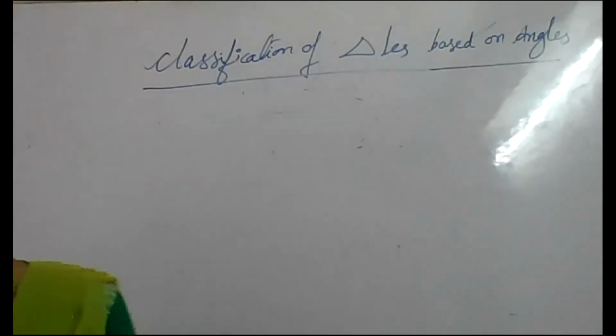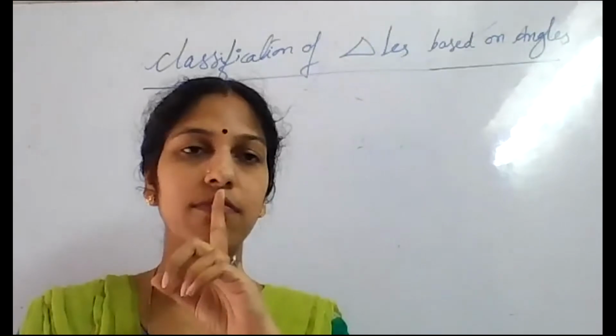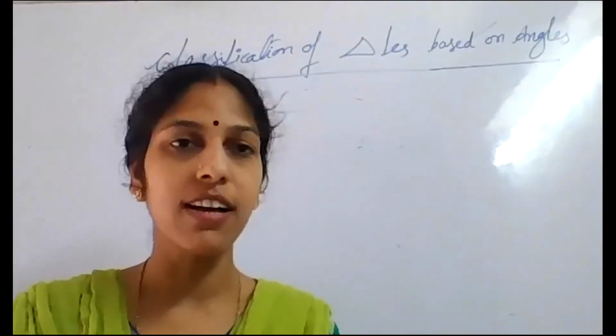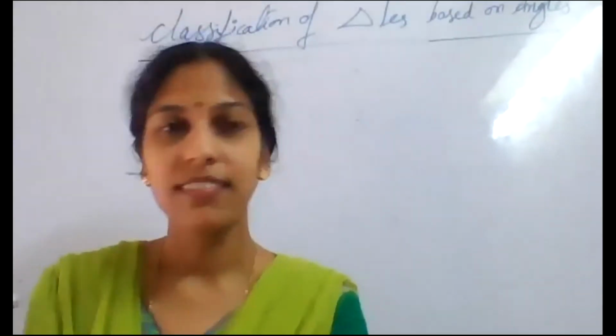Now see here. An equilateral triangle needs 60 plus 60 plus 60. Please keep on mute. Let me explain first, then followed by your doubts.